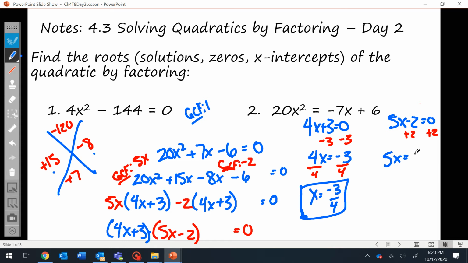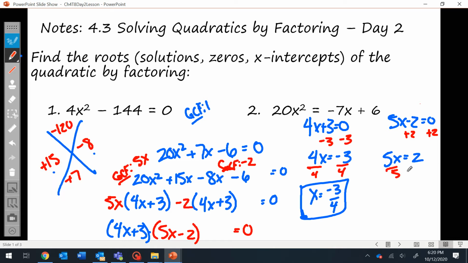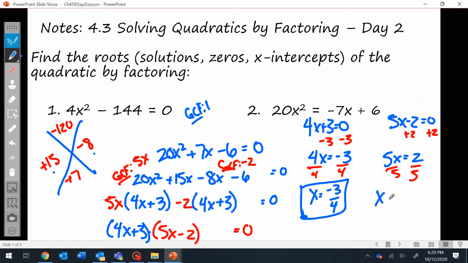5x is equal to 2. Divide by 5. X is equal to 2/5. That is my second solution. So, my two solutions for number 2, negative 3 over 4 and 2 over 5.